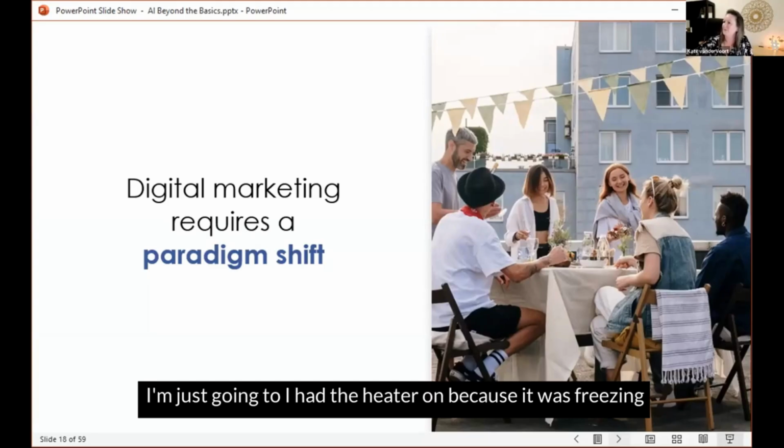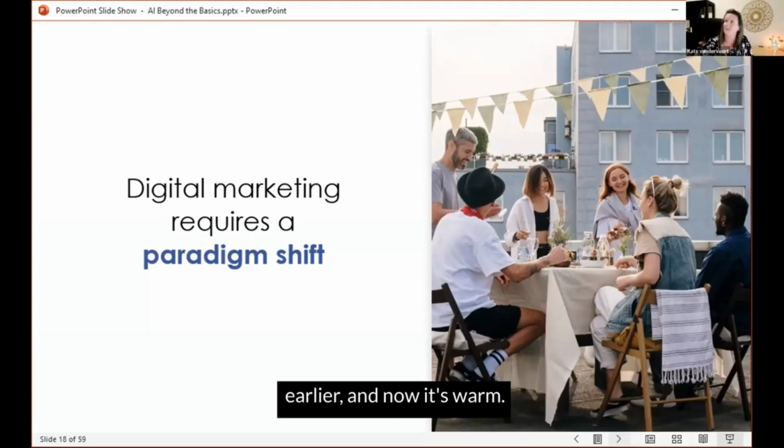I had the heater on because it was freezing earlier and now it's warm. So I'm just going to turn that off.